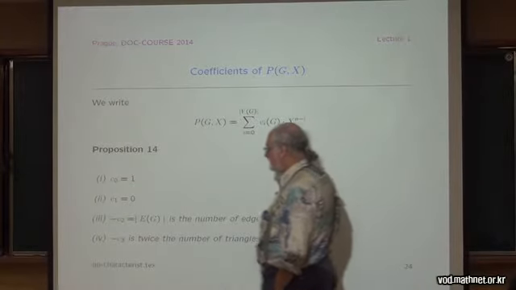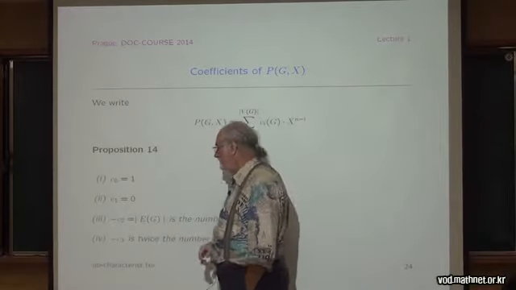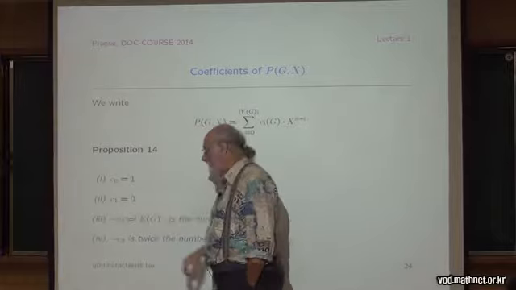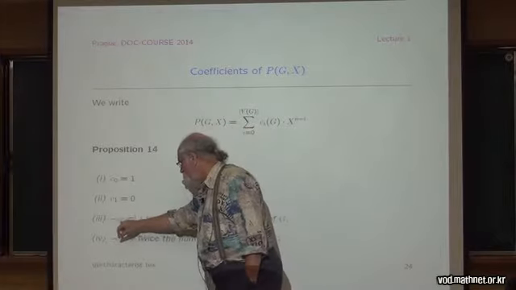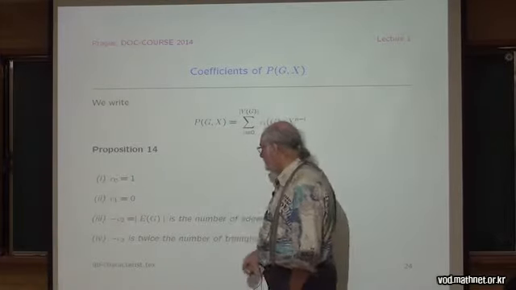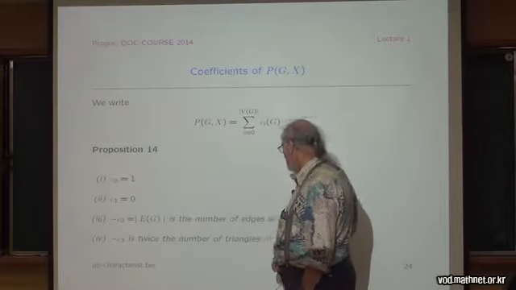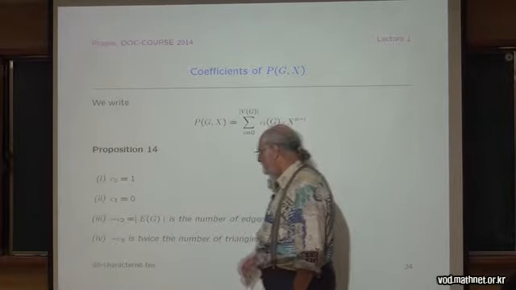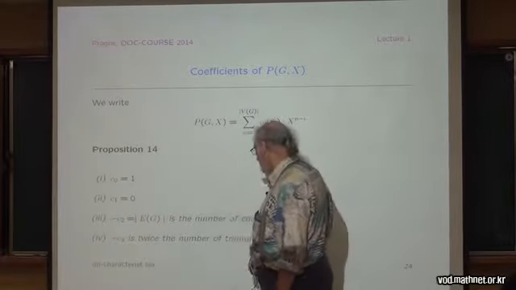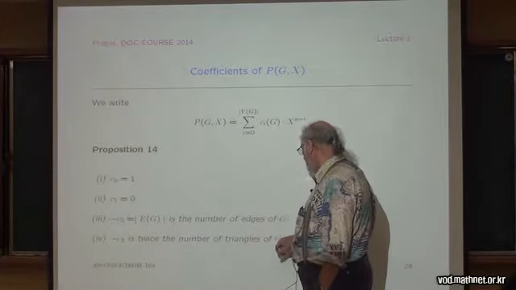So then we have c0 is always 1, c1 is always 0, the negative value of c2 is the number of edges, and the negative value of c3 is twice the number of triangles of G.